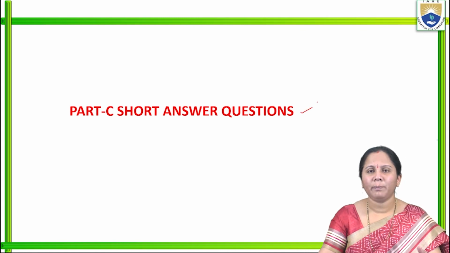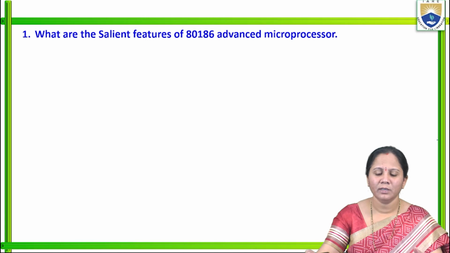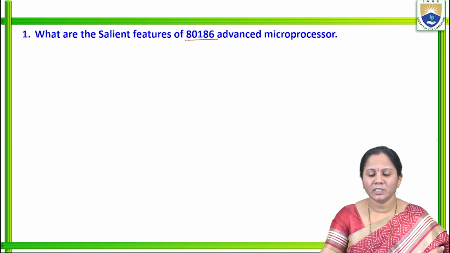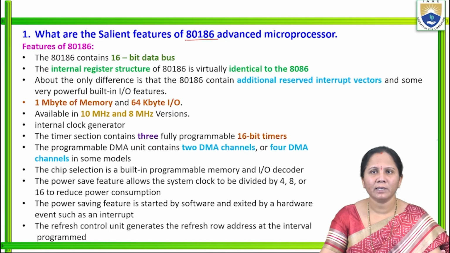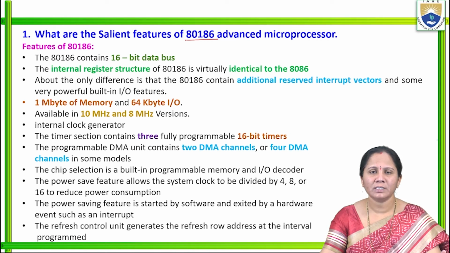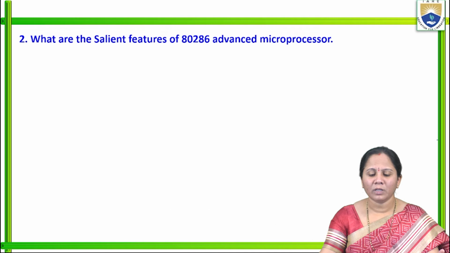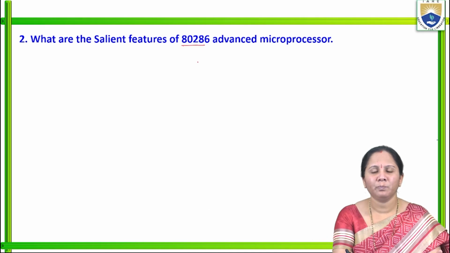And coming to part C, that is short answer questions. What are the features of the 80186 advanced processor? Here in these features, we have to write some features like the size of the data bus, how many registers are there, what is the size of the registers, what is the size of the memory, and internally what different chips, ICs are available, and what is the operating frequency. So all these features we have to write. Whatever the microprocessor is, as we have seen previously, the features are asked for 80186.